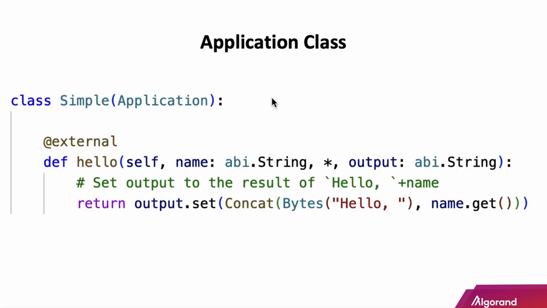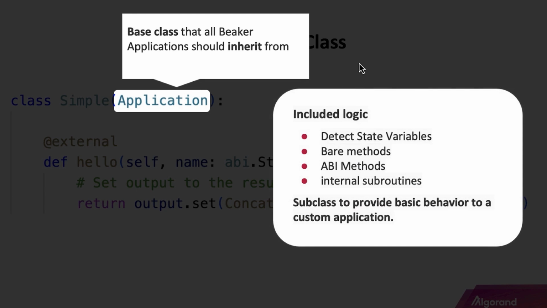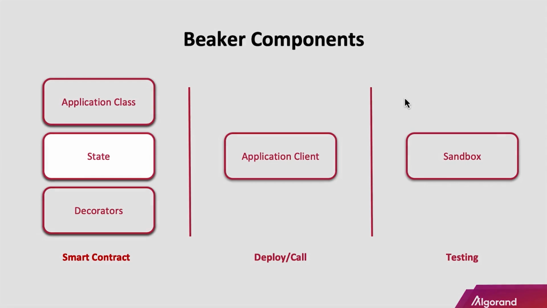And with application class, all you do is inherit this application class, and it will provide you with a lot of capability. And then all you've got to do is define all your methods that you want to have in that particular contract in Python, and you do the same type of thing in C# with the Algorand Studio. And then you see here all the logic is detected. You have bare methods, ABI methods, as well as internal subroutines are possible with that.